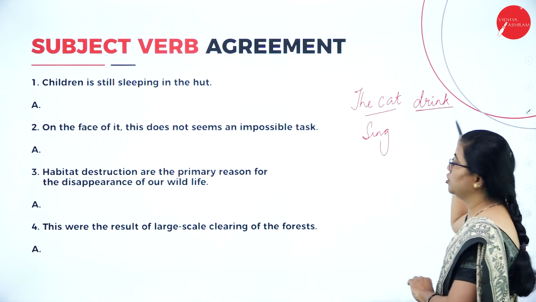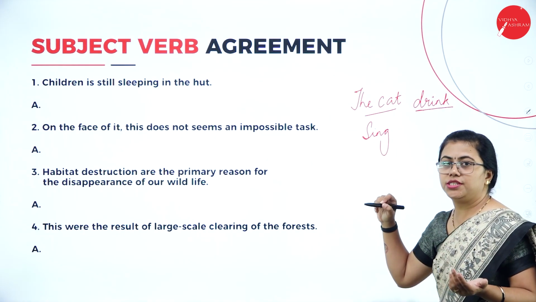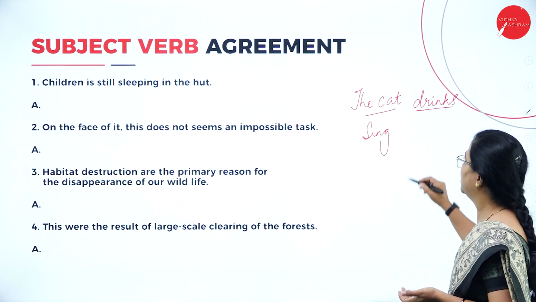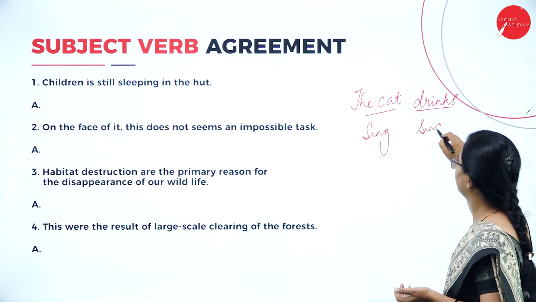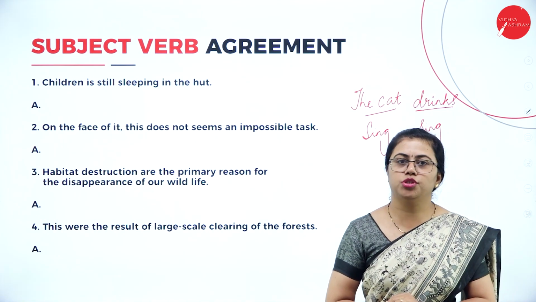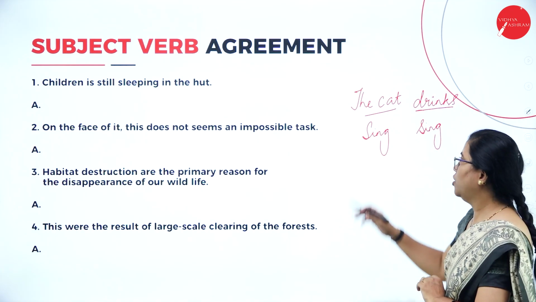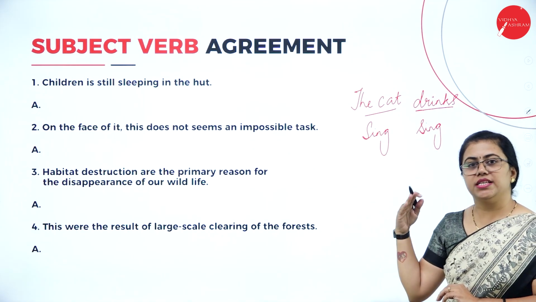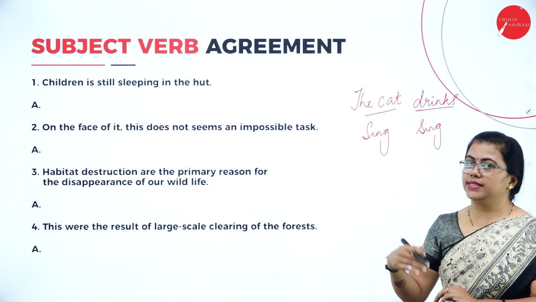Okay, so this also has to be singular. How do you decide if the verb is singular or not? Whenever there is S in the verb, then the verb is singular. Whenever there is no S, then it is plural. It is used with plural subjects. So whenever the noun has S, it is plural, whereas for a verb, whenever it has S, it is singular.